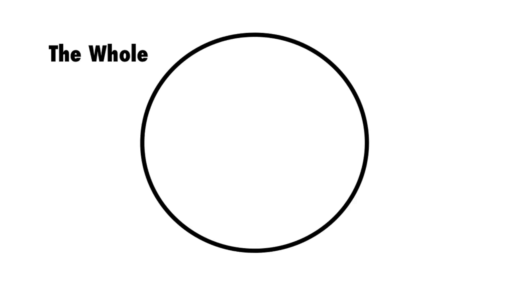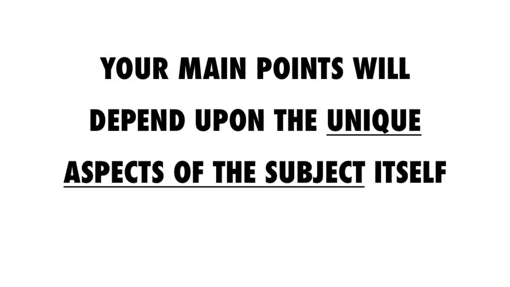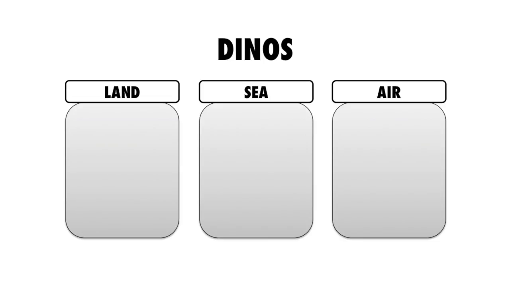So the idea here is you have a whole, you have a subject you're speaking on, and you have a focus, a main point, a thesis, and then you have to figure out, well, what are the natural parts of that thesis, of that whole? And those become your main points. Your main points will depend upon the unique aspects of the subject itself. No 2 topics are alike, and so you'll have to figure that out as you go. There's a little more art to this than science. So for example, if you're talking about dinosaurs, one way to do it would be to talk about the land, sea, and air dinosaurs.